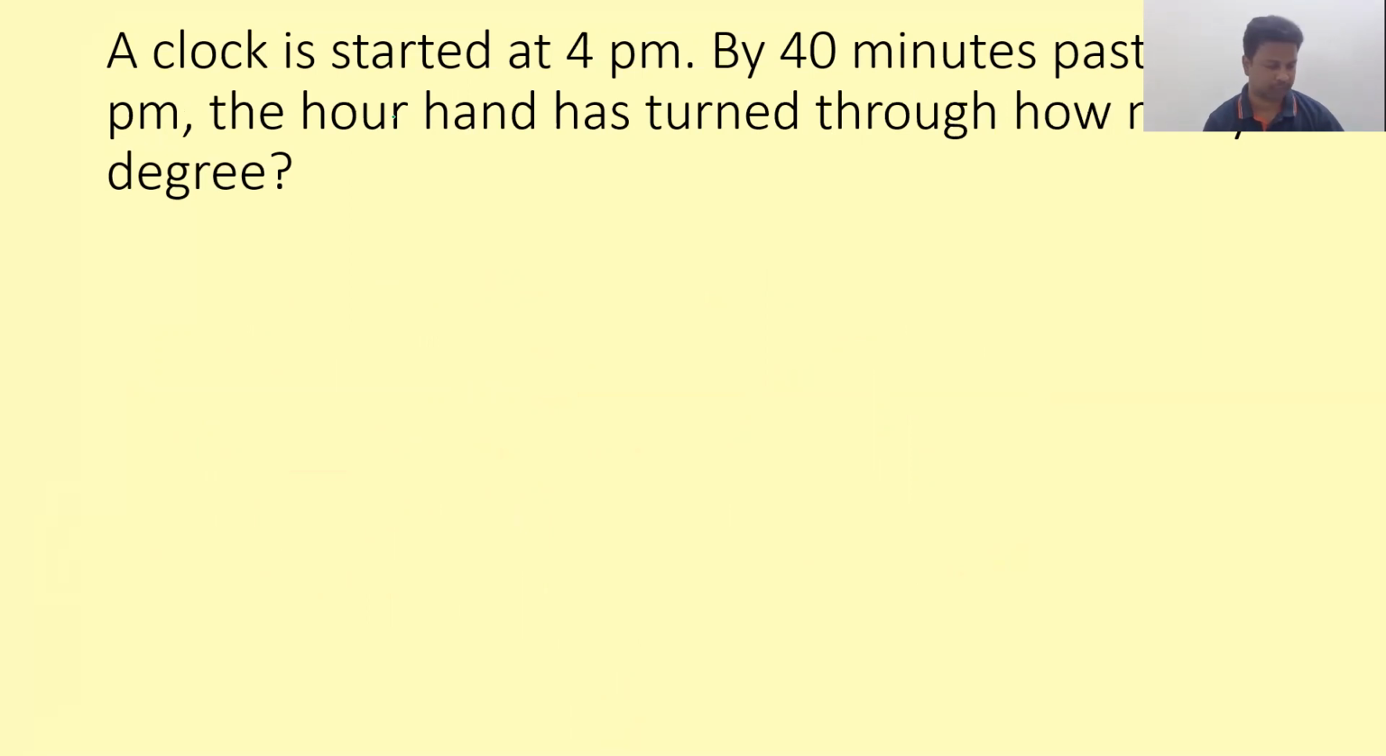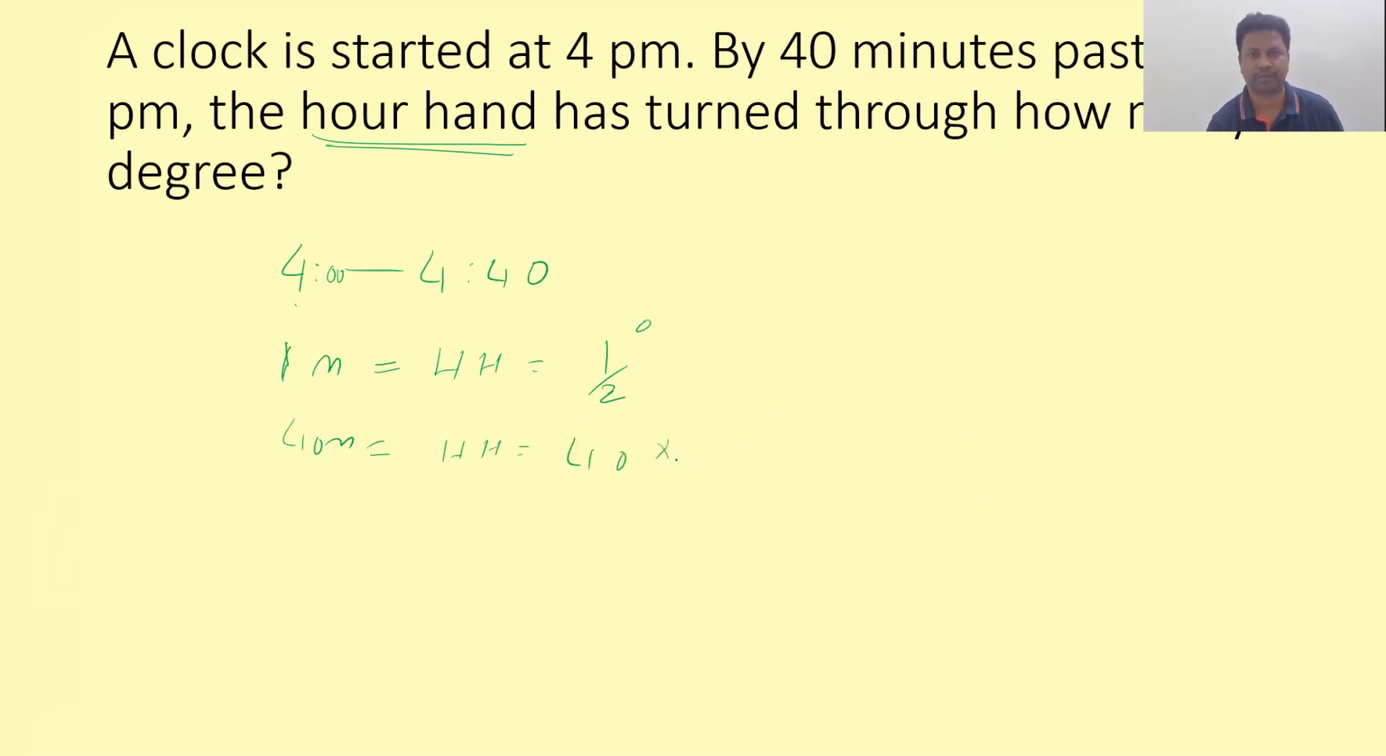The clock is started at 4 p.m. By 40 minutes past 4, the hour hand has turned through how many degrees? Means from 4 p.m. to 4:40, how many degrees has the hour hand moved? Okay. So here, from 4 to 4:40, it is just 40 minutes of movement. We know that 1 minute of movement of the hour hand is half a degree. Then 40 minutes of movement is 40 into 1 by 2, which is 20 degrees. So for this question, the answer is 20 degrees.